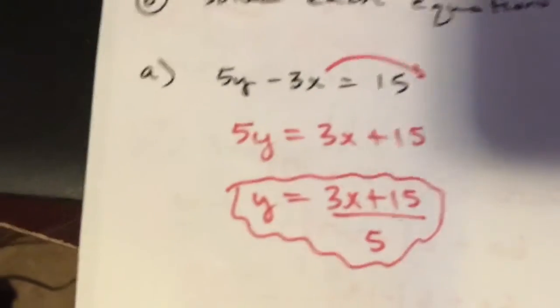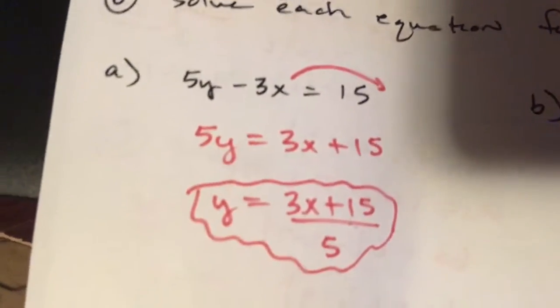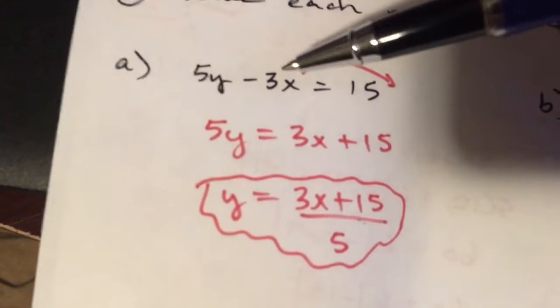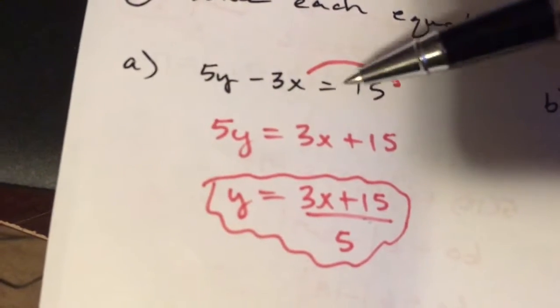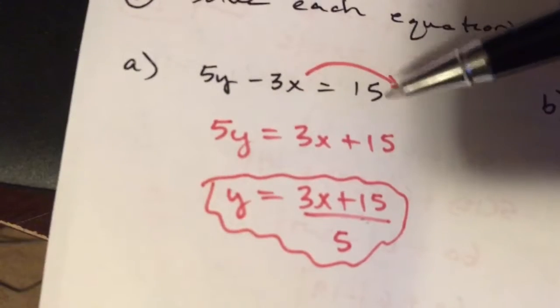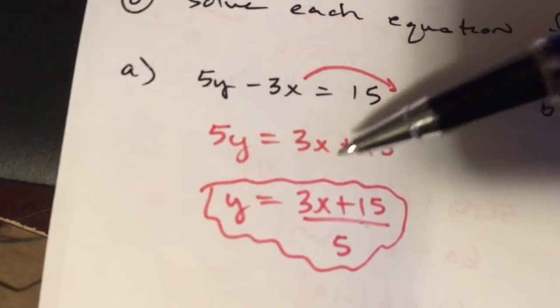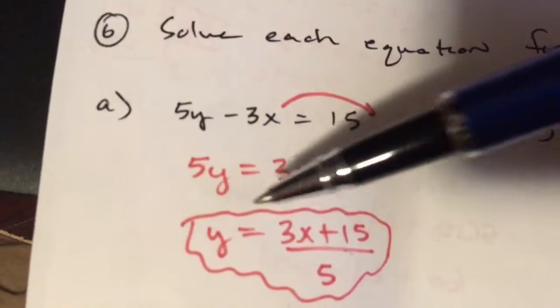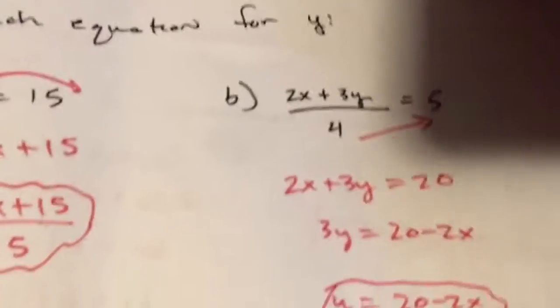All right, solve this equation for y. You're just going to have one of these on your test, and it might look more like A. Both of them not bad at all. Just add 3x to both sides. Again, you want y all by itself. Add 3x to both sides, then divide by 5. Y is by itself.